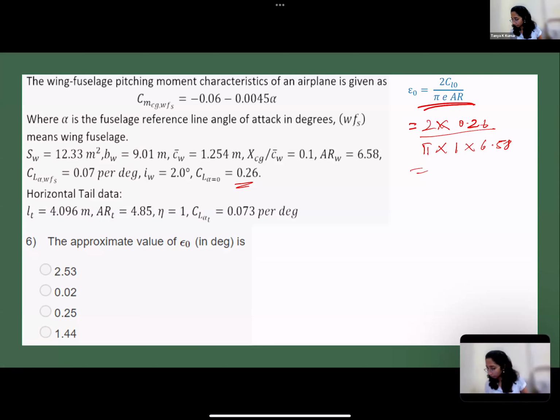All right. So can you tell me this value here? 2 into 0.26 divided by 5. So this is 0.02. This is in radians. How do you convert it to degrees?